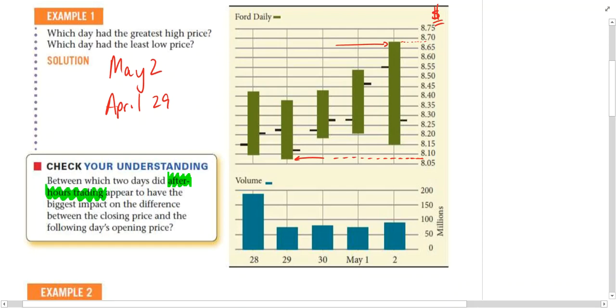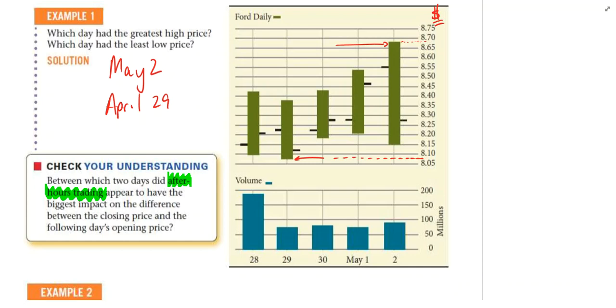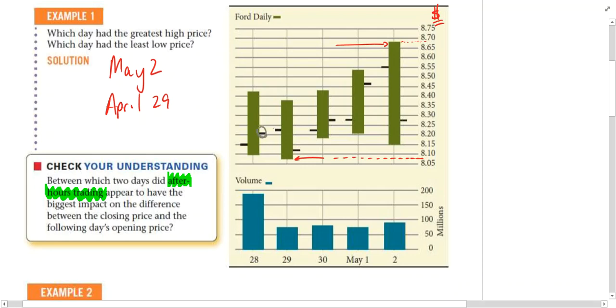So this check your understanding question is now asking us between which 2 days did the after hours trading appear to have the biggest impact on the difference between the closing price of one day and the following day's opening price. In other words, if I look at the closing price of one day and then the opening of the other, which of these 5 days appeared to have the biggest jump in price between the ending of one day and the opening of another.